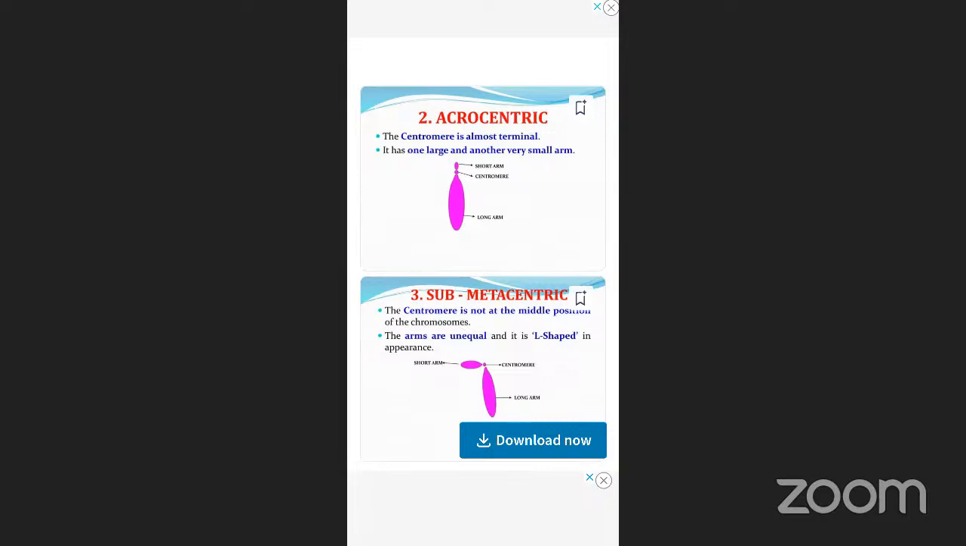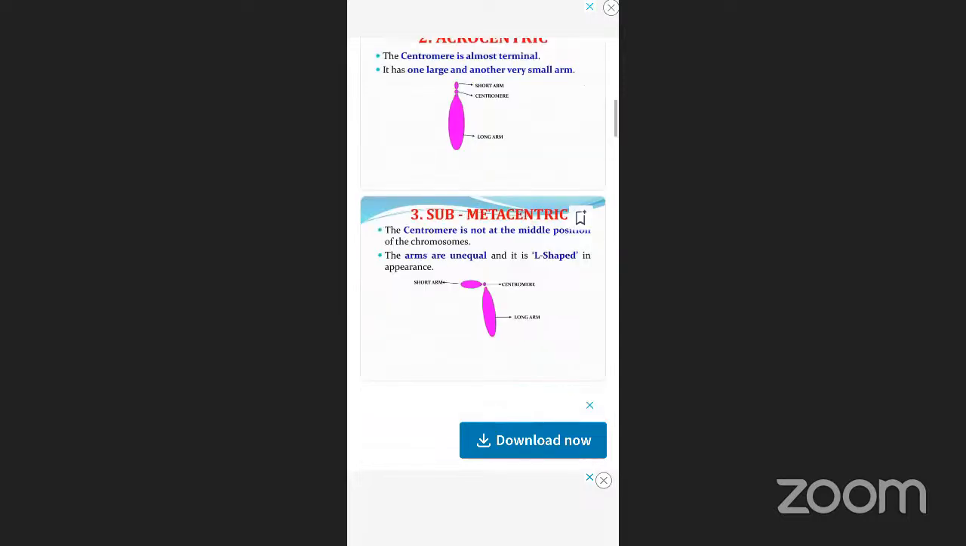Submetacentric: the centromere is not at the middle position of the chromosome, so the arms are in unequal positions. The shape has an L-shaped appearance. That is submetacentric. Next one, metacentric, which is V-shaped.